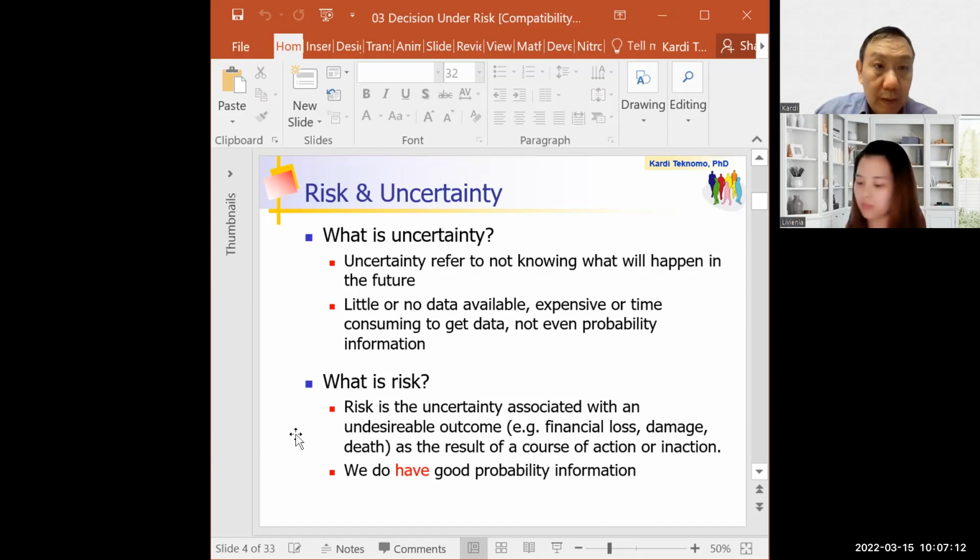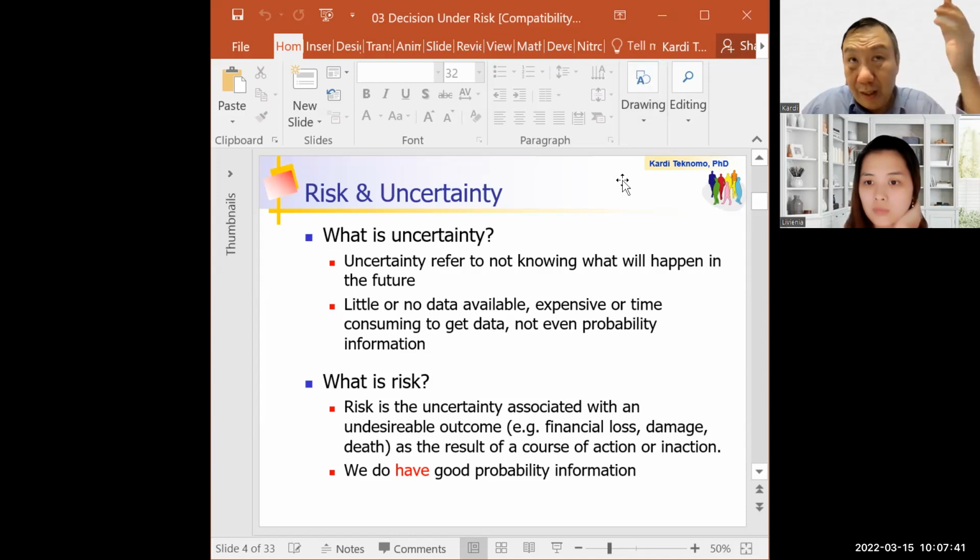So you have learned statistics, right? Correct. So how do you calculate probability? How do you get probability? So there are many methods to get probability.